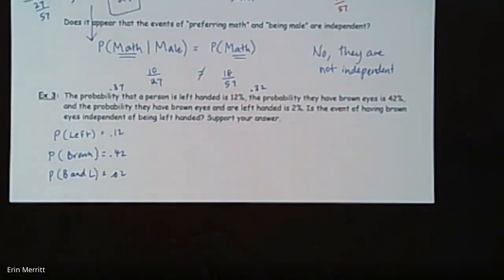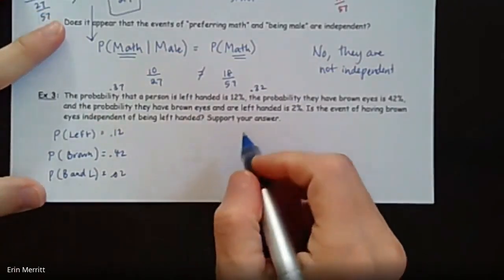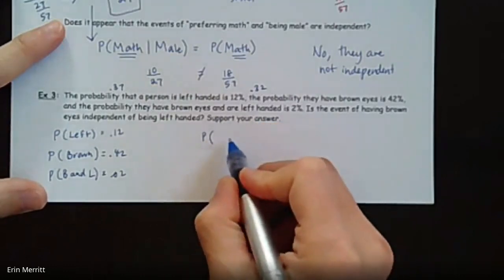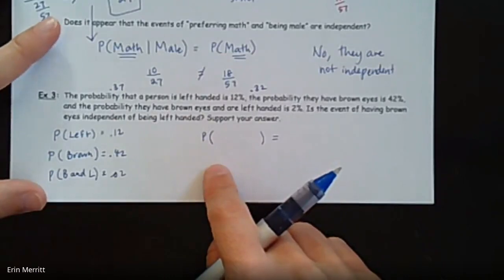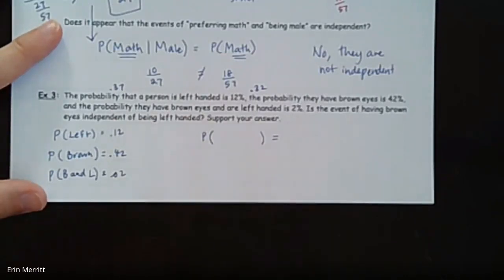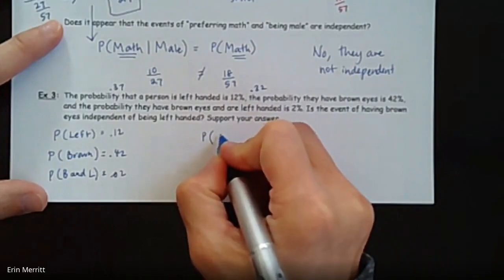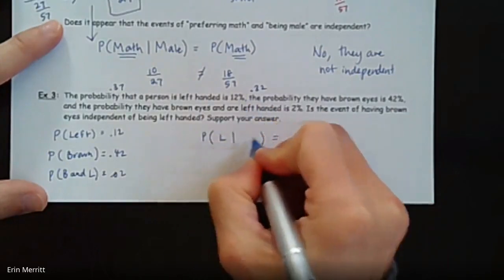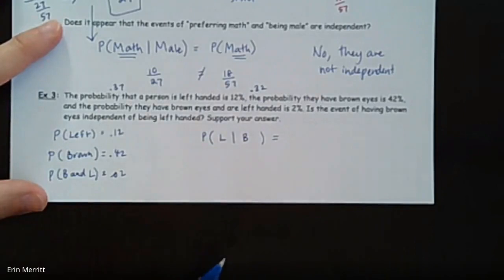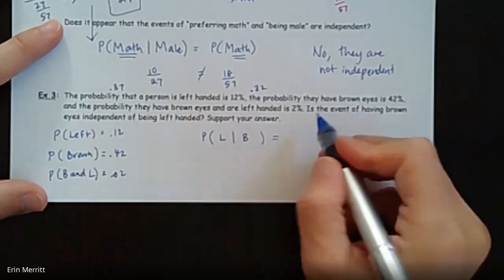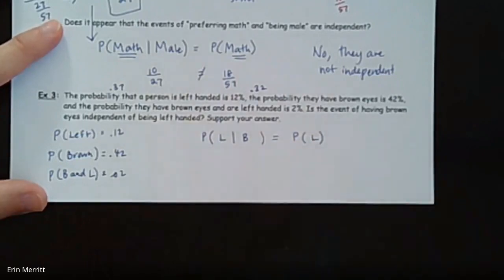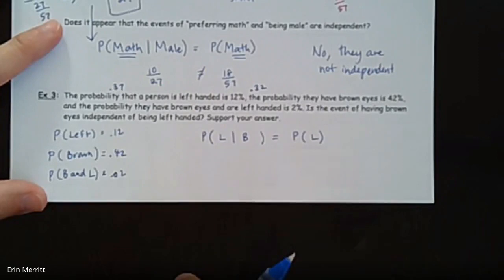Okay, there's our information. It says, does it seem like those two events are independent? How we would have to look at this is the probability of one given the other, is that the same as the probability of the first one? I don't really care which way you do it. So as an example, the probability that you're left-handed given that you have brown eyes. Like I have brown eyes, but I'm right-handed. So are you more likely to be left-handed given that you have brown eyes than just being left-handed alone, or maybe less likely?